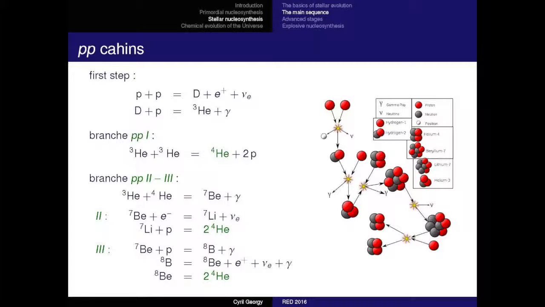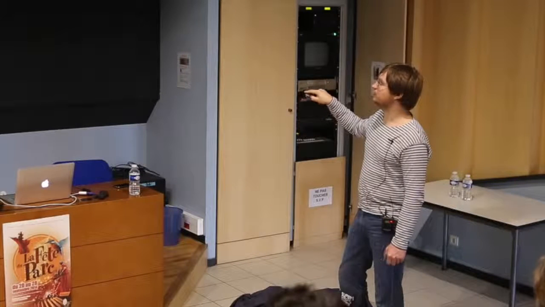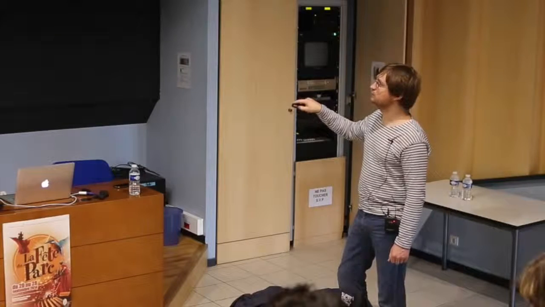So here in the sketch, you have the 2 protons that make the deuterium, deuterium plus protons that make the helium-3, and then you have the different branching. So here it's the pp2 chain that is illustrated.